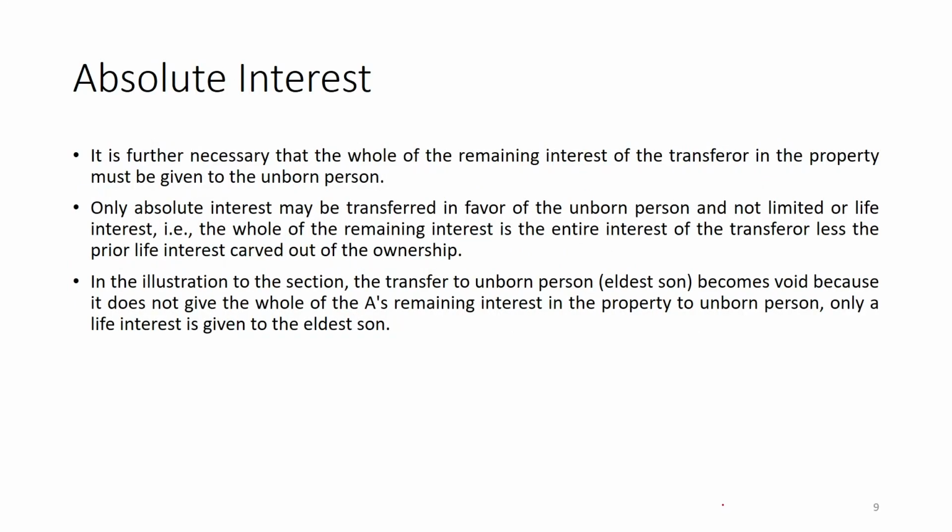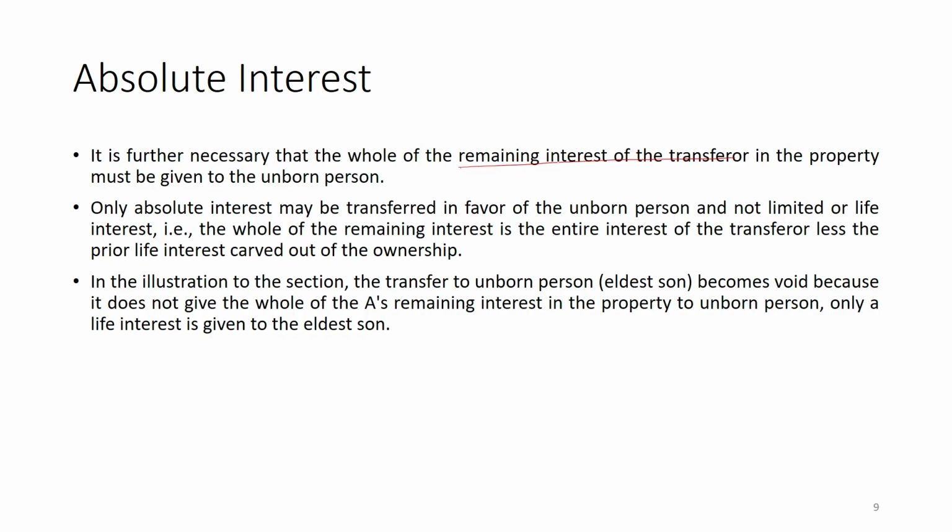Then, absolute interest. It is further necessary that the whole of the remaining interest of the transferor in the property must be given to the unborn person. What is the remaining interest of the transferor? Whatever title was with the donor, the whole title will go to the unborn person. So, the unborn person is entitled to take all the rights which were vested with the donor. Only absolute interest may be transferred in favor of an unborn person, not limited or life interest. This is also an important part.